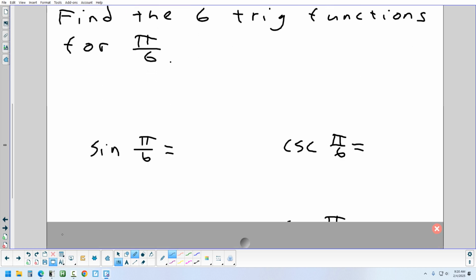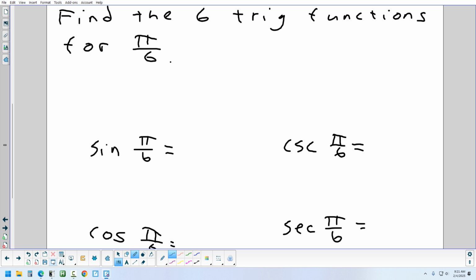Find the 6 trig functions of pi divided by 6. What have they given me in that problem? What does pi over 6 represent? They've given me the size of an angle. Not helpful, not directly. What is it that I really need to do unit circle trig? I need the coordinate. I don't need the size. I need the location. So I have to figure out the location for pi over 6. What might be my first step to help me eventually get the location for that?